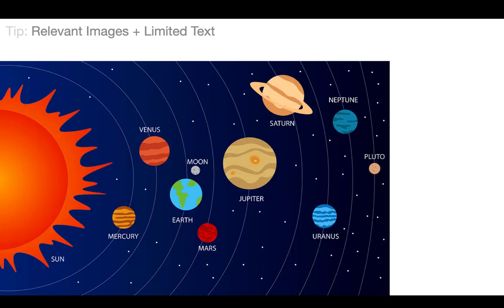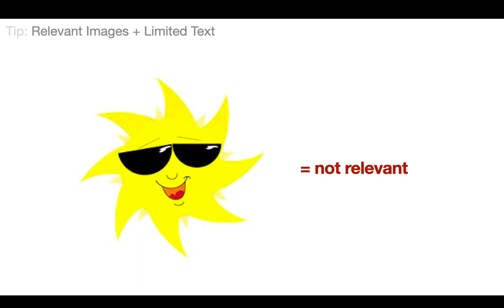Let's say I'm giving a lesson about our solar system and how the planets orbit the sun. This would be a helpful image for students to see as I talk about how the planets orbit the sun. What do you think about this image? It's about the sun, right? It would actually be better for me to use no image at all.